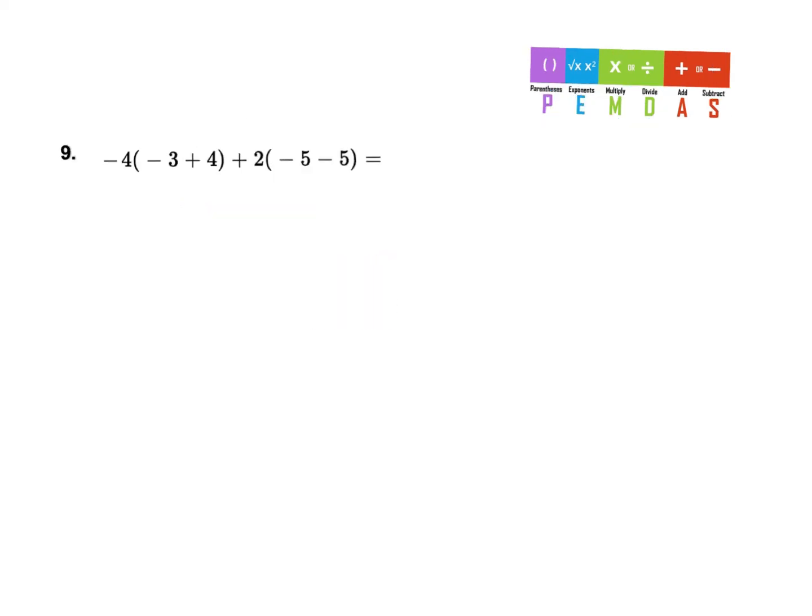All right, number 9, we have negative 4 times negative 3 plus 4, in parentheses, plus 2 times negative 5 minus 5 in parentheses. All right, so let's take a look here. We need to start with these parentheses. So let's start right here, and negative 3 plus 4 is going to give us 1. And so I'm just going to rewrite this as a times plus 2.